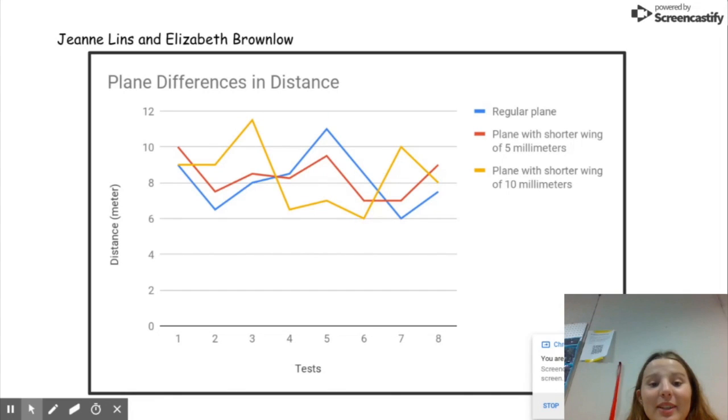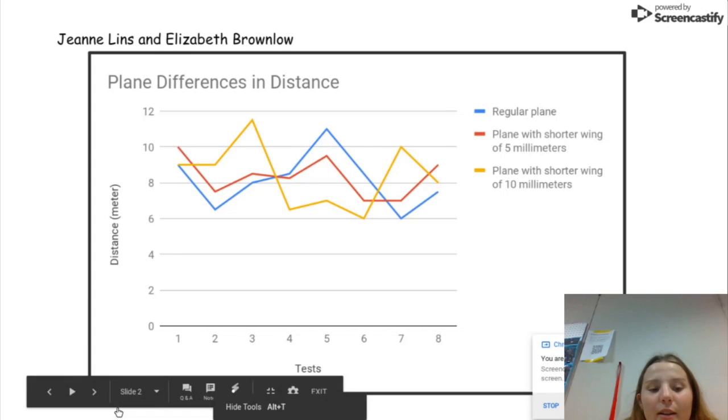In our paper airplane experiment, we had 3 planes: a regular plane, a plane with a shorter wing of 5 millimeters, and a plane with a shorter wing of 10 millimeters. As you can see, they all went the same amount, and they were pretty inconsistent. I think the best one would be the blue one because it was the most consistent and with the most high records.